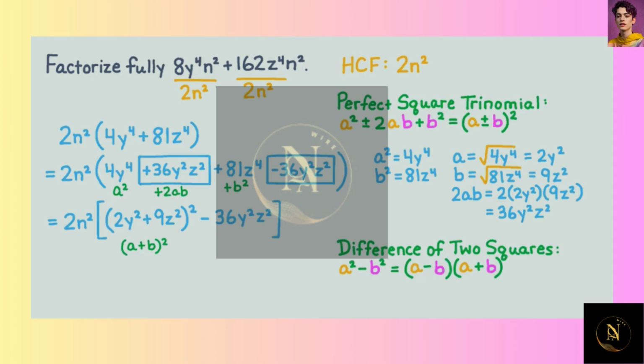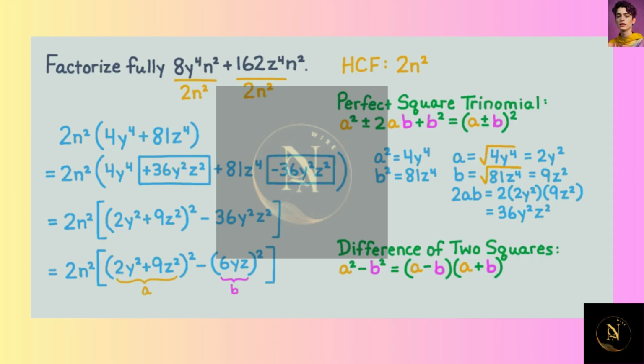Now we have a difference of squares, since the expression within the parentheses is being squared, and 36y squared z squared is a perfect square. Specifically, the square of 6yz, where a is in the first parentheses and b is in the second parentheses. Following the formula for factoring a difference of squares, we get 2y squared plus 9z squared minus 6yz times 2y squared plus 9z squared plus 6yz.